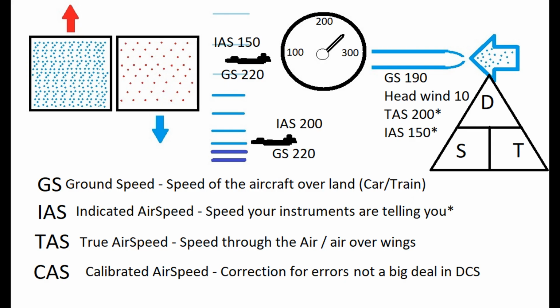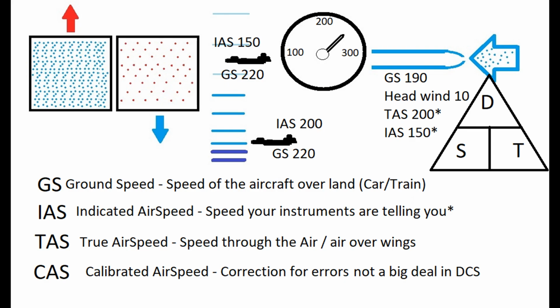So that's why we have a different set of categories for different things, because they are important in their own way, and they all mean something different. Now, the calibrated airspeed is a correction for errors. It's not really a big deal in DCS, just basically because it is the ground speed. It's using the indicated airspeed, the true airspeed, all that kind of stuff, working it out mathematically just to come up with the ground speed. Really, that's all it is.